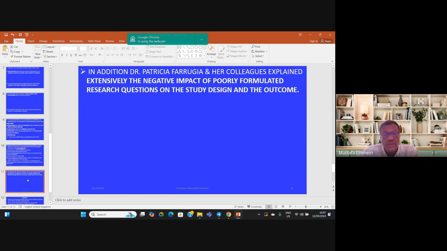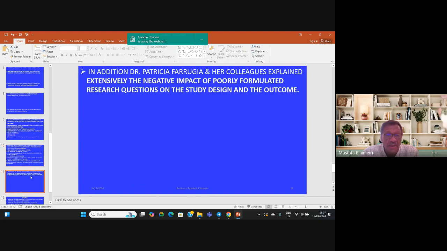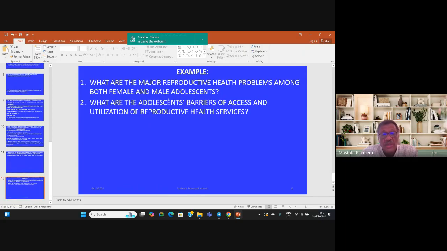In addition, Dr. Patricia and her colleagues explained extensively the negative impact of poorly formulated research questions on the study design. And here is the website where you can find this interesting article. And my advice is that you go and read it extensively in order to understand in depth how to write and to formulate research questions. Here are two examples for research questions.